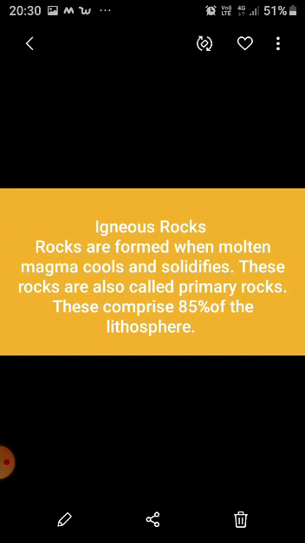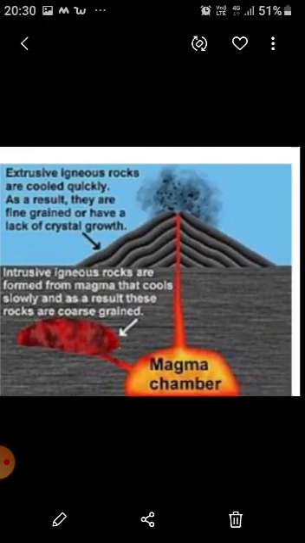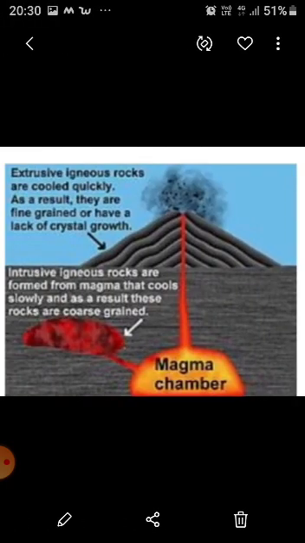The first is the igneous rocks. The word igneous means fire. Igneous rocks are formed when molten magma cools and solidifies. These rocks were the first to be formed and they are called the primary rocks. They are also called the parent rocks because from these all the other rocks are formed, and they comprise 85% of the lithosphere. Fine, students?